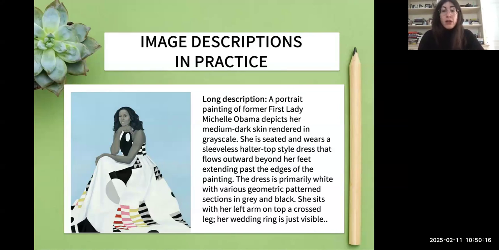Now, if I want to use long description to describe the same image, it might be something like this. A portrait painting of former First Lady Obama depicts her medium dark skin rendered in grayscale. She is seated and wears a sleeveless halter top style dress that flows outward beyond her feet, extending past the edges of the painting. There is more to this. I won't read it all, but as you can tell, it's really honing in on different details of the portrait. And this is often important in an art history context, for example, or I'm thinking about arts-based therapy and medicine, right? You want to be able to understand the complexity of the image.